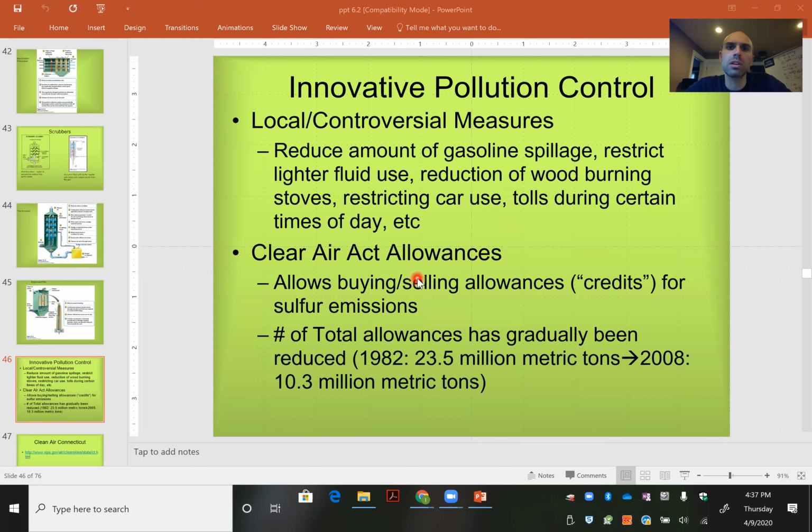Innovative pollution control. We're looking at local and controversial measures. Reduce the amount of gasoline spillage. Restrict lighter fluid use. Reduction of wood-burning stoves. I don't know about you, but I've got a wood-burning stove right now. But there's prevention in that wood-burning stove.